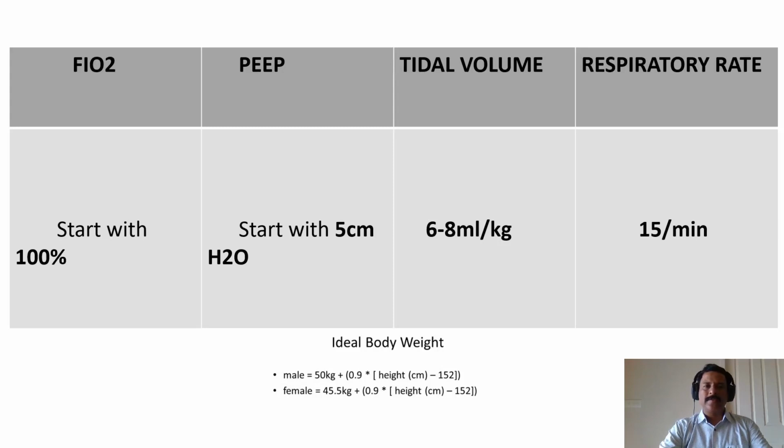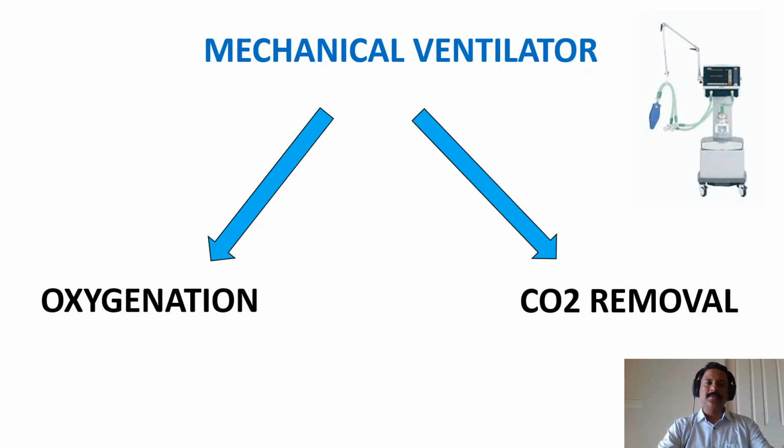So how to set the FiO2? Initially it's always better to start with 100, then you can titrate. PEEP, you start with 5, and probably have to go higher depending upon the condition of the patient. Tidal volume, you can go around 6 to 8 ml per kg. This is based on the ideal body weight. At the bottom of the screen I have given the equation for the ideal body weight. And respiratory rate, we can start around 15. As I said, this is basically about the oxygenation and carbon dioxide.